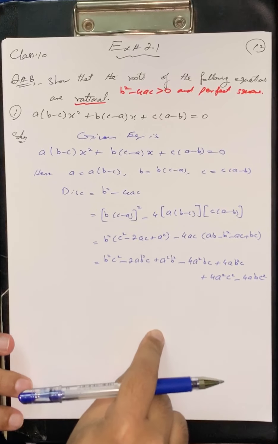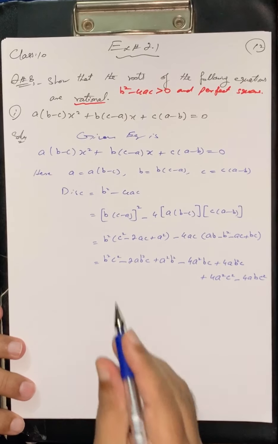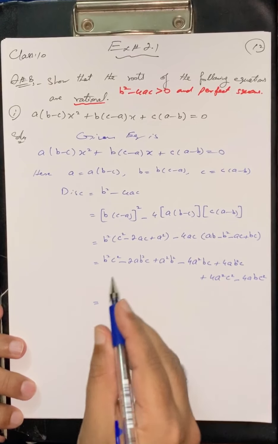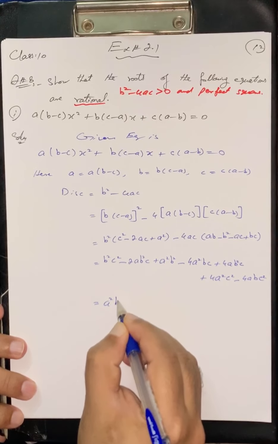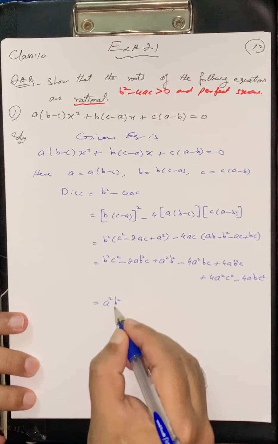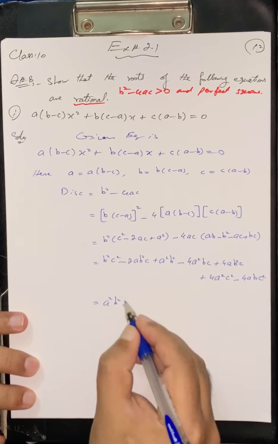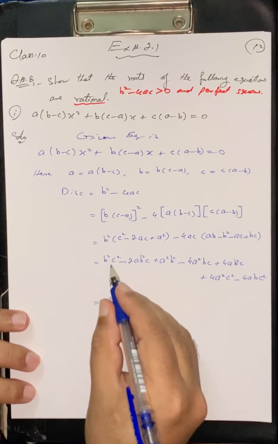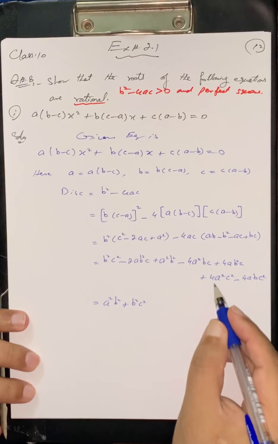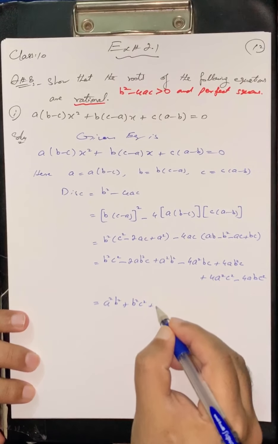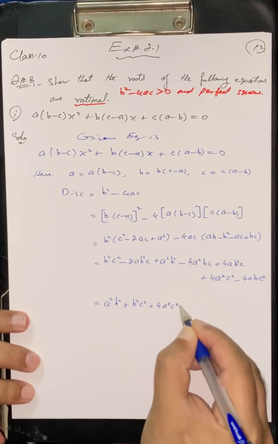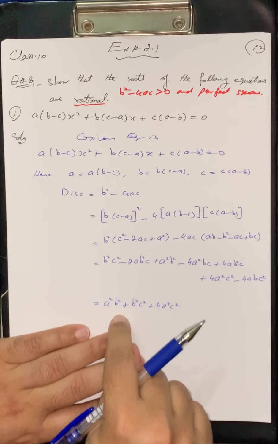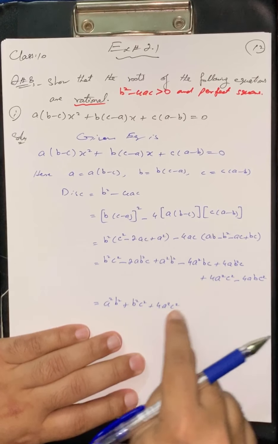This question is very important and very crucial. Carefully solve this question and understand it. Now we write here in alphabetic form a square b square first, then b square c square plus b square c square, then a square c square, then 4a square c square plus 4a square c square. When you write these three values, listen carefully. First write a square b square plus b square c square plus a square c square.